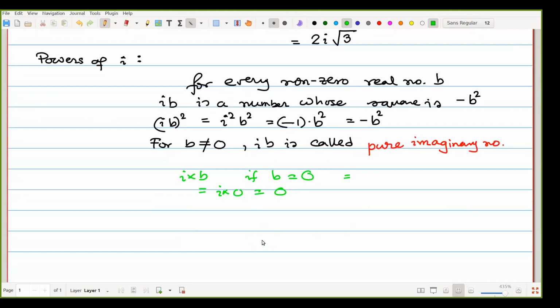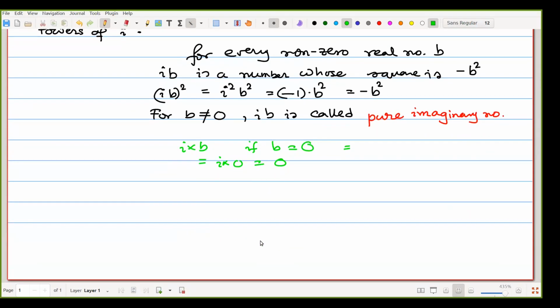So we are proceeding to the powers of i. As usual, from the very first one, any number to the power 0 is equal to 1. That means a to the power 0 is equal to 1. So in that case, we can also write i to the power 0 as 1. Next one, i to the power 1. As usual, it is equal to i.